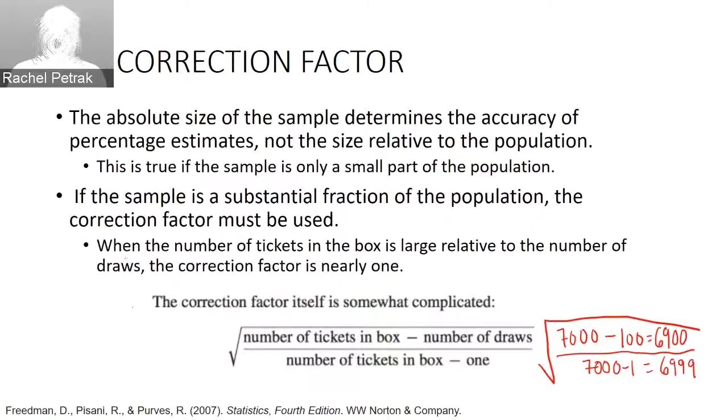Consider, however, if we had a population of only 100 and we sampled 80 people from it, then we would end up with a much larger fraction of the population, the total population sampled. And that's when you would want to use the correction factor.